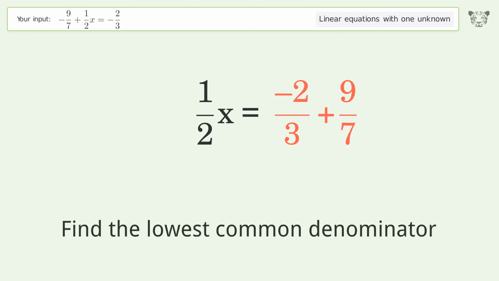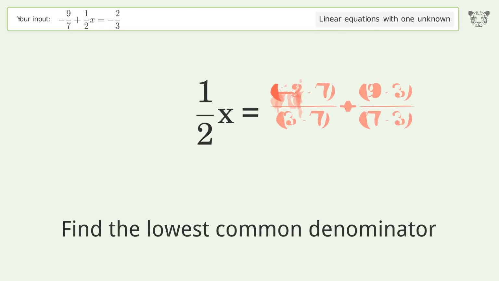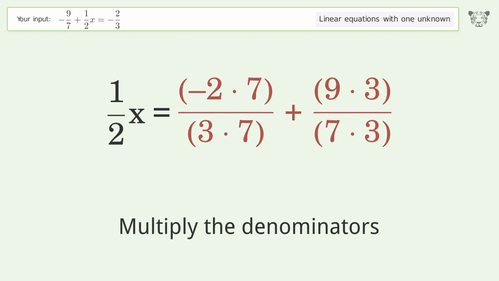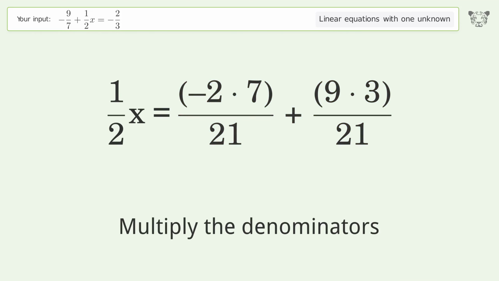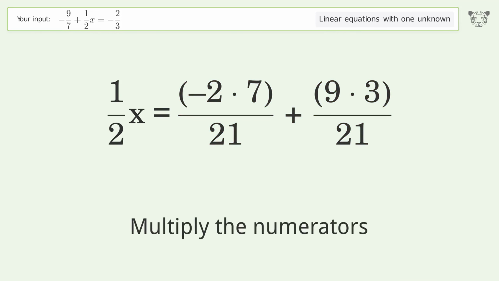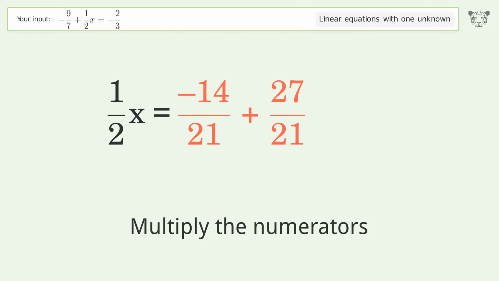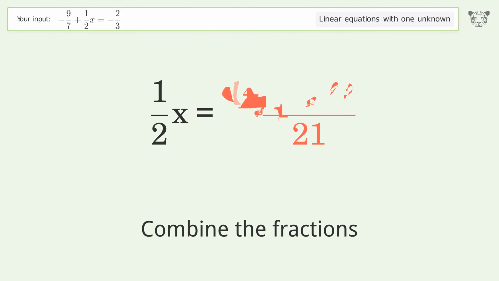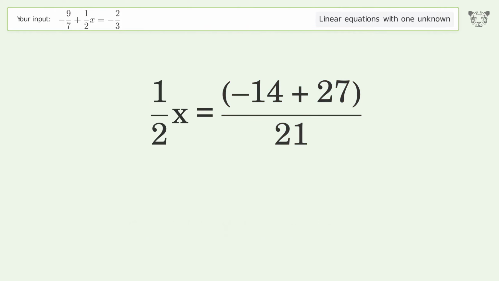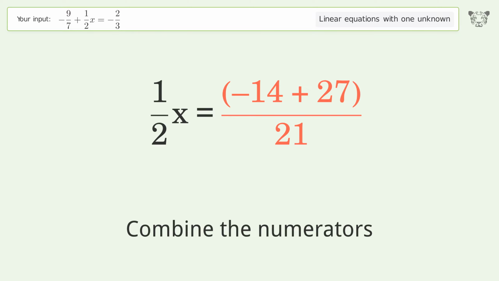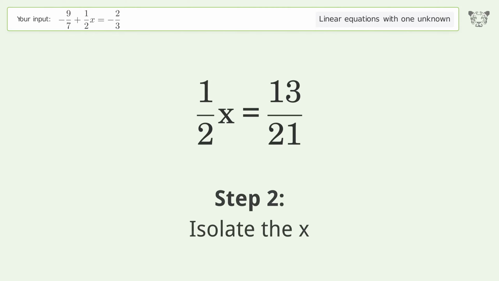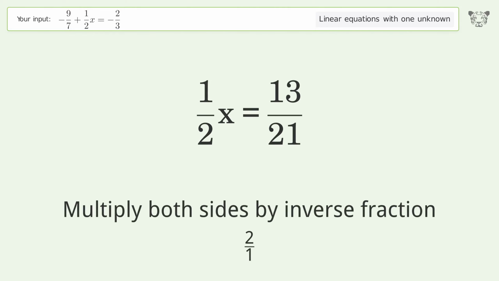Find the lowest common denominator. Multiply the denominators. Multiply the numerators. Combine the fractions. Combine the numerators. Isolate the x. Multiply both sides by inverse fraction 2/1.